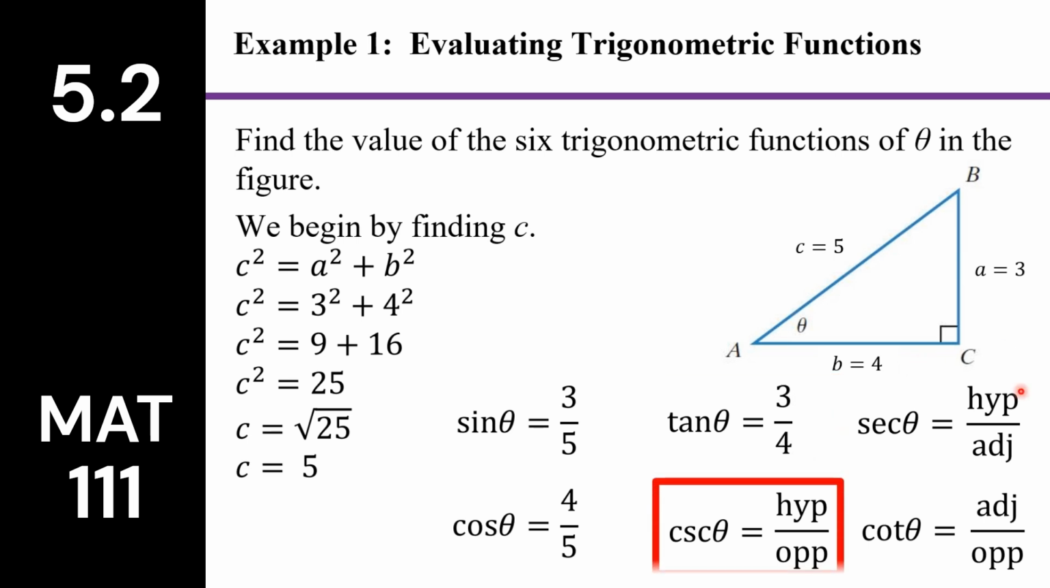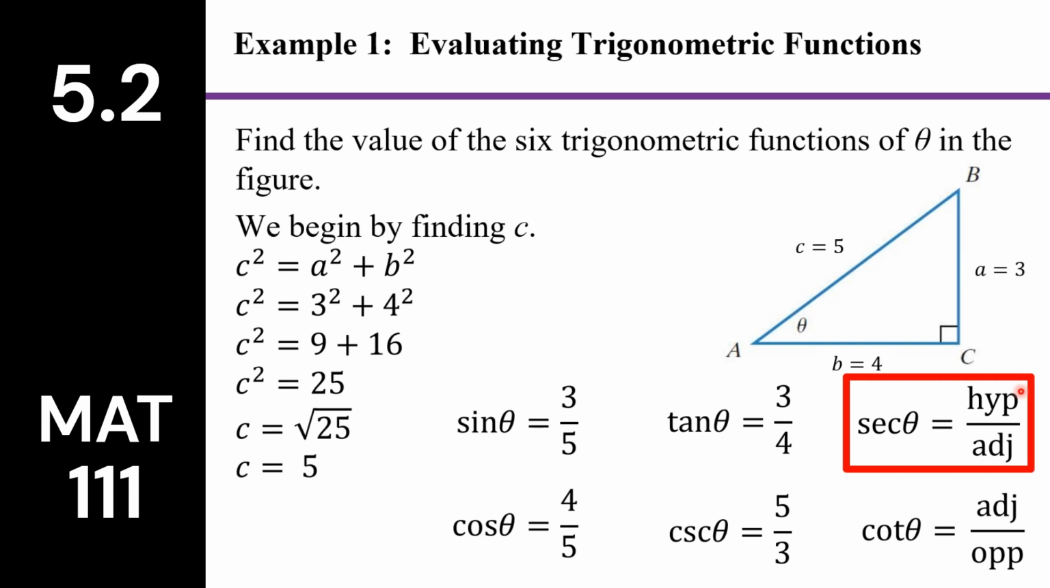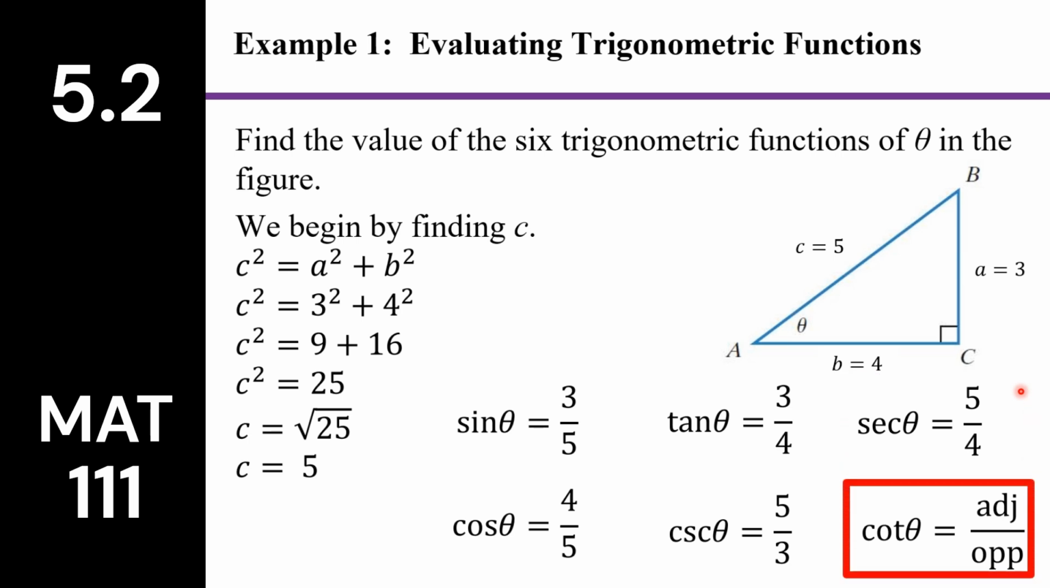Moving on to the cosecant, that's the hypotenuse over the opposite, and so that's 5 over 3. The secant is the hypotenuse over the adjacent, 5 over 4. And finally, we look at the cotangent, which is the adjacent, which is 4, over the opposite of 3.